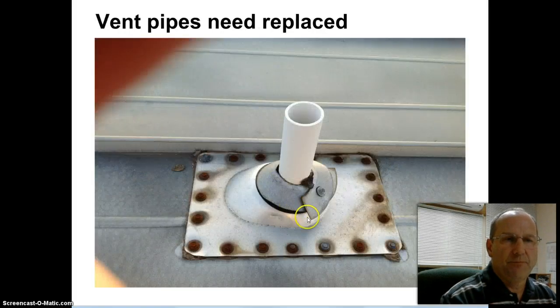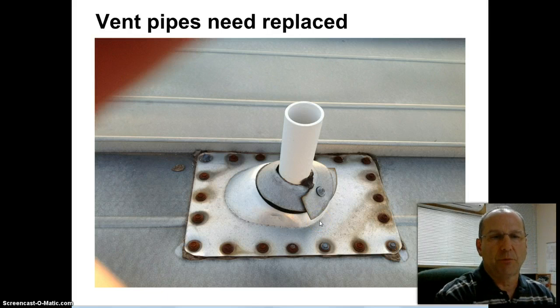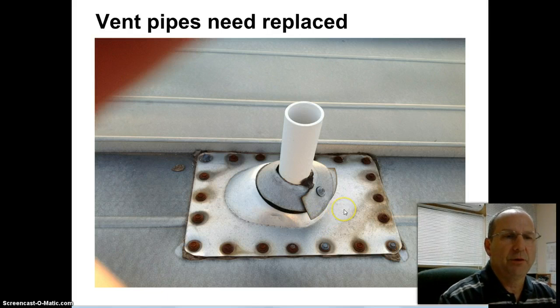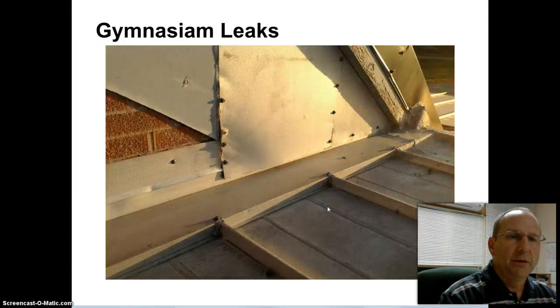These are vents for plumbing in the older part of the building. All of these vents have this metal collar that was put around them at some point, probably to try to stop the leaks, but the rubber underneath has deteriorated. I think these metal things were caulked at one time, but the caulking's all deteriorated, and of course they leak. This is where the old building meets up with the gym.